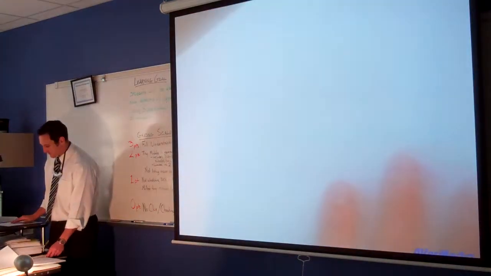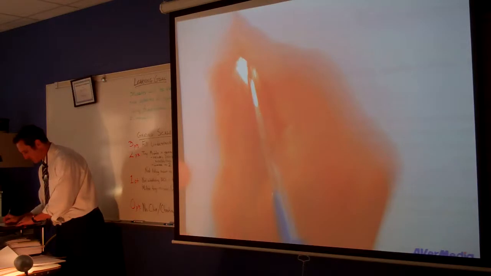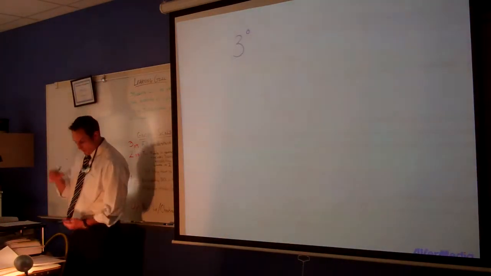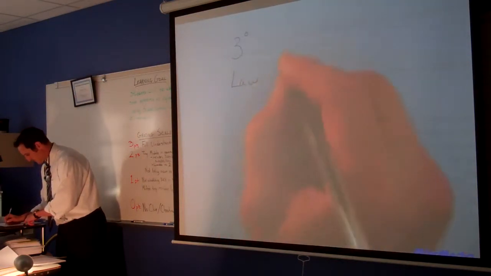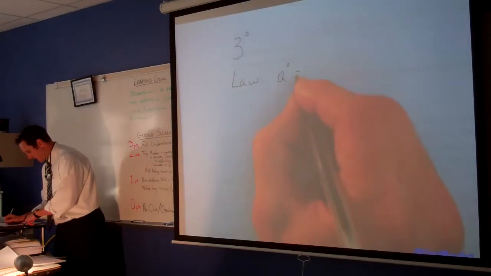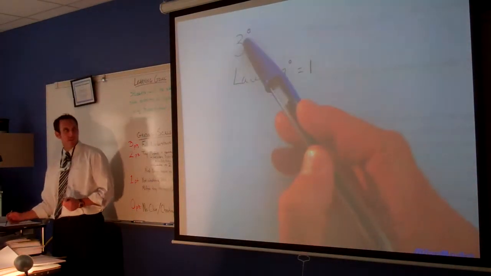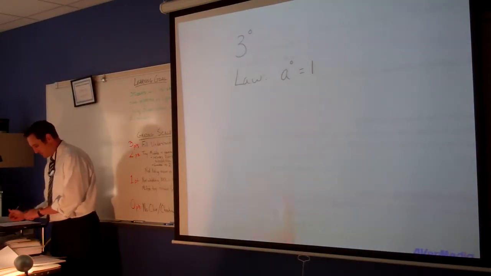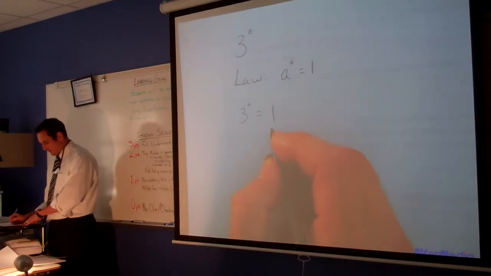So if we start with our first example, and we begin with a simple expression, 3 to the 0 power, we have to remember what the law states. The law states anything to the 0 power is 1. Therefore, 3 to the 0 power is 1. So we have to know that law. Anything to the 0 power is 1.